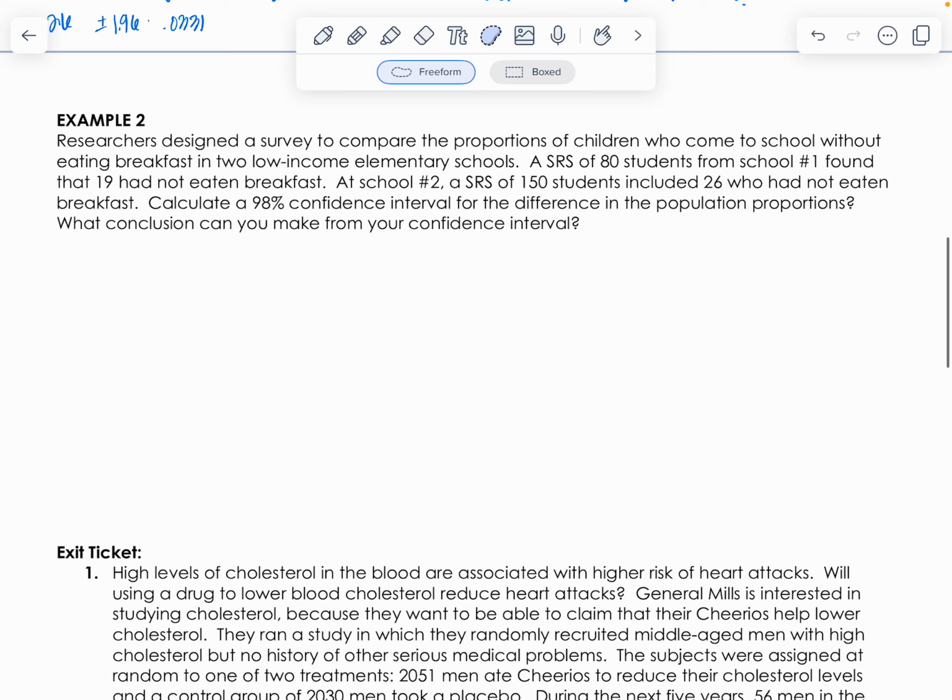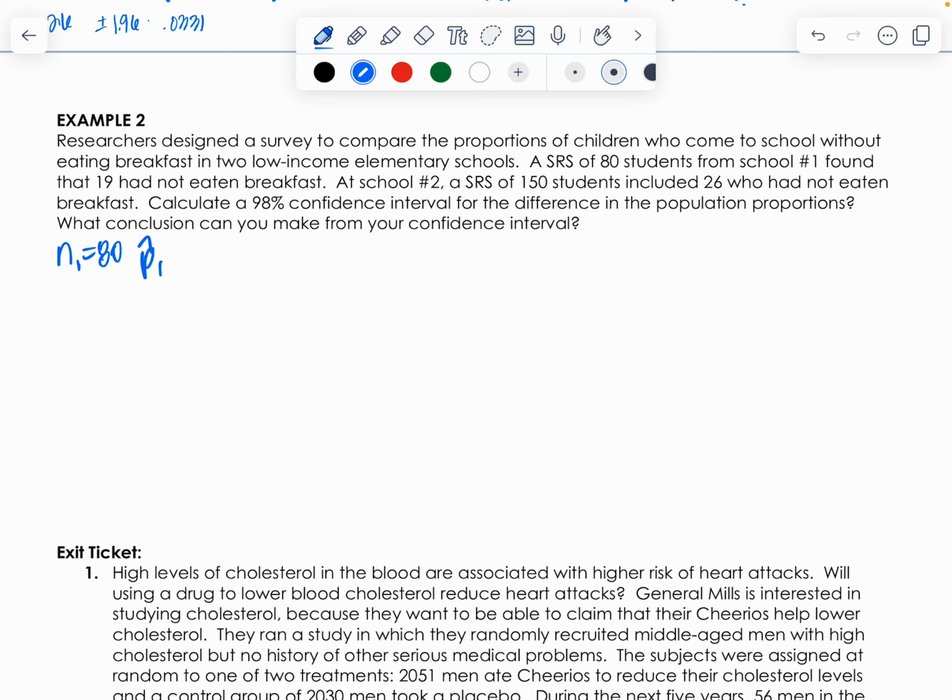Here we've got example 2. Researchers designed a survey to compare the proportions of children who came to school without eating breakfast in 2 low-income elementary schools. A simple random sample of 80 students. So N1 is 80. From school number 1 found that 19 had not eaten breakfast. So 19 out of 80 is our sample percent.